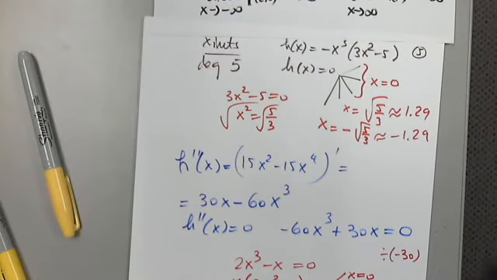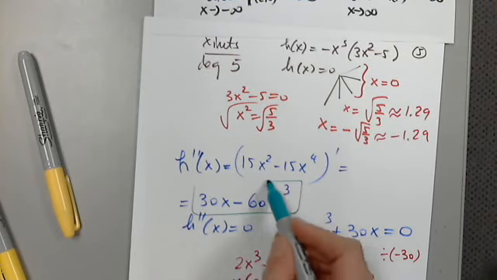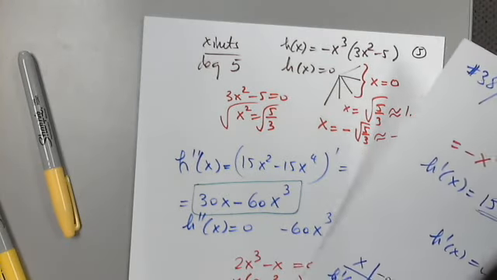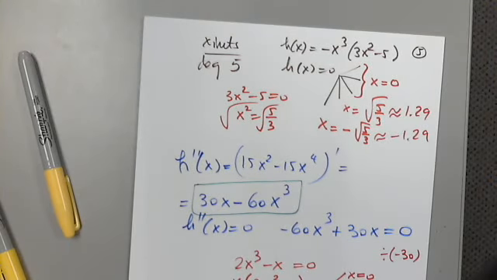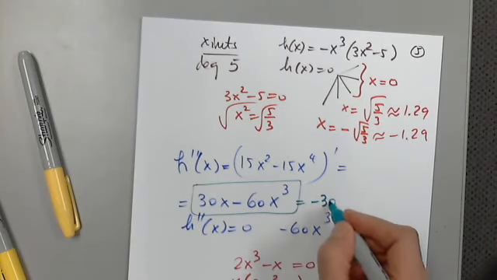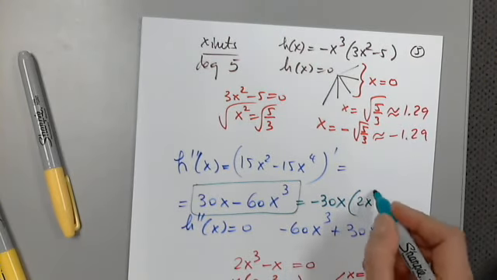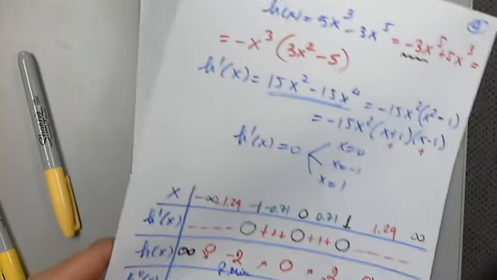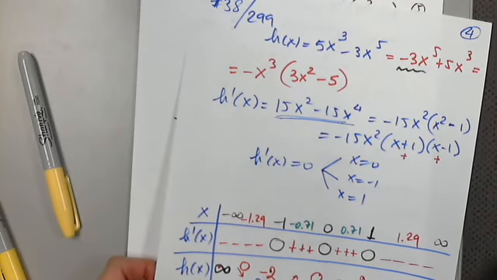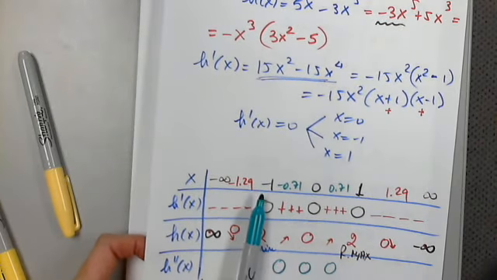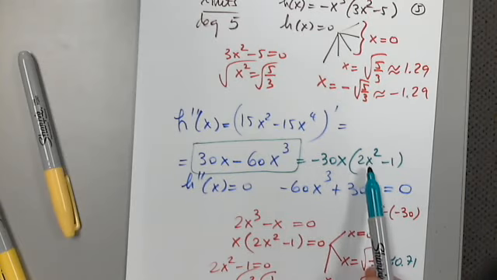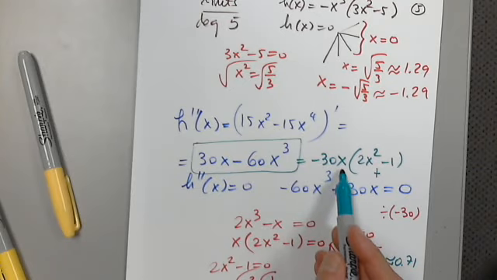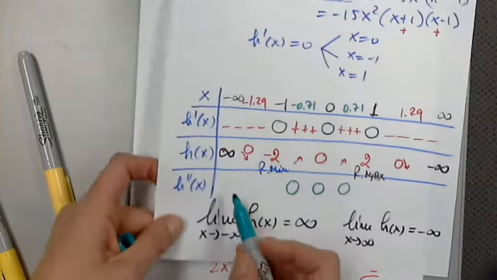Okay. This is the second derivative. Now I have to study the sign of the second derivative. You can factor if that's easier, like negative 30x, and this is 2x squared minus 1. And now I'm going to plug in to the left of negative 0.7, I'm going to plug in negative 1. With negative 1, this is 2 minus 1, so it's positive. With negative 1, it's negative 1 times negative 30. This side is positive.